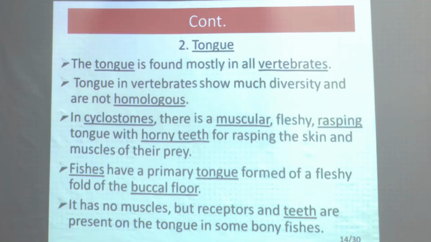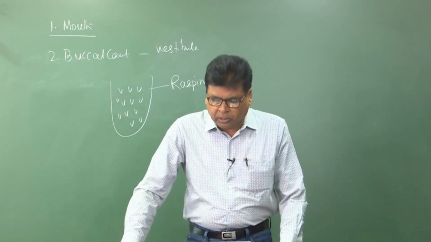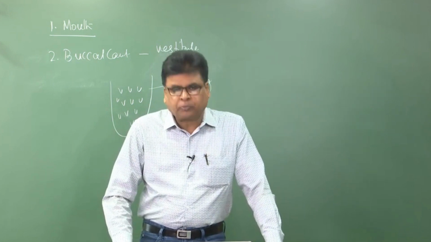Folding of the buccal floor. It has no muscles, but receptors and teeth are present on the tongue in some bony fishes. Again, in case of fishes, what happens? The teeth are not present, but receptors and teeth are present on the tongue of some bony fishes, but no muscles in fishes. That means in common fishes, the tongue is not a rasping one and teeth are not present on the tongue, but in some cases receptors and teeth are present in the tongue of some bony fishes.